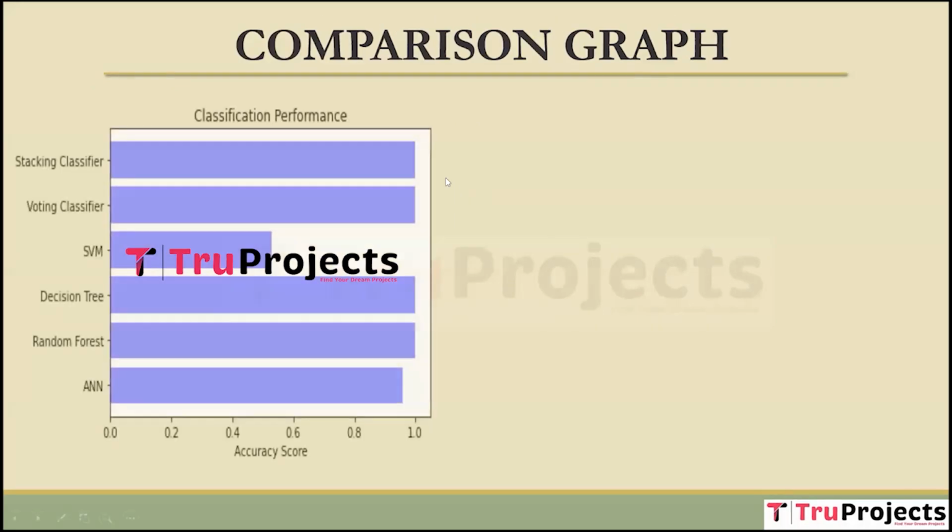Comparison graph. This is the horizontal bar graph which represents accuracy scores of the algorithms, and here we can see that the x-axis represents accuracy scores of a particular algorithm and the y-axis represents algorithm names. From all the algorithms we can understand that SVM has the lowest accuracy. Accuracy is the proportion of correct predictions in a classification task, measuring the overall correctness of a model's predictions.